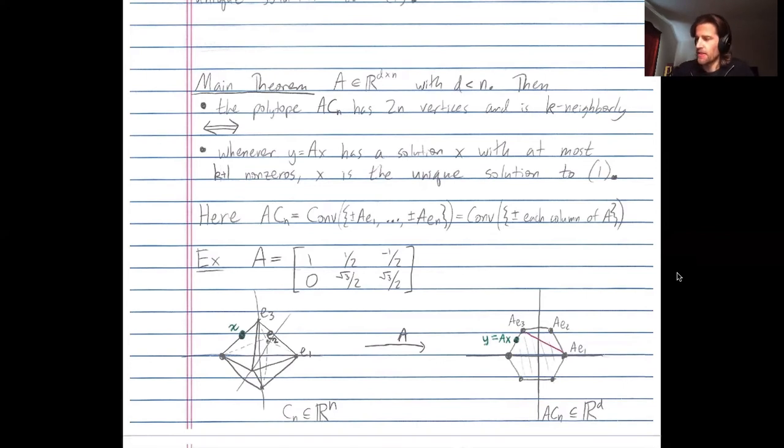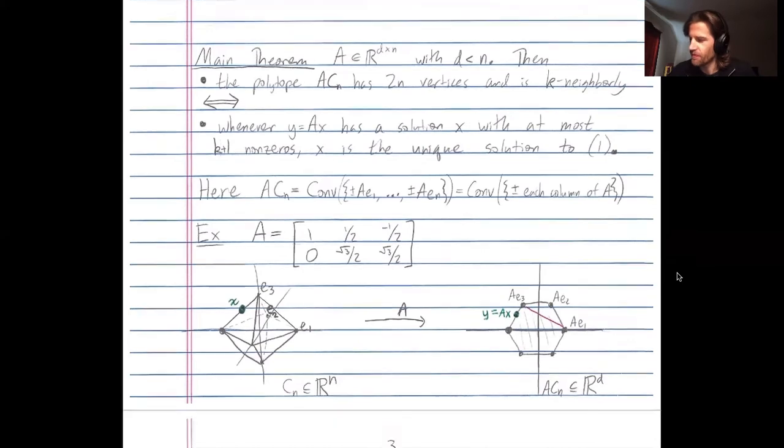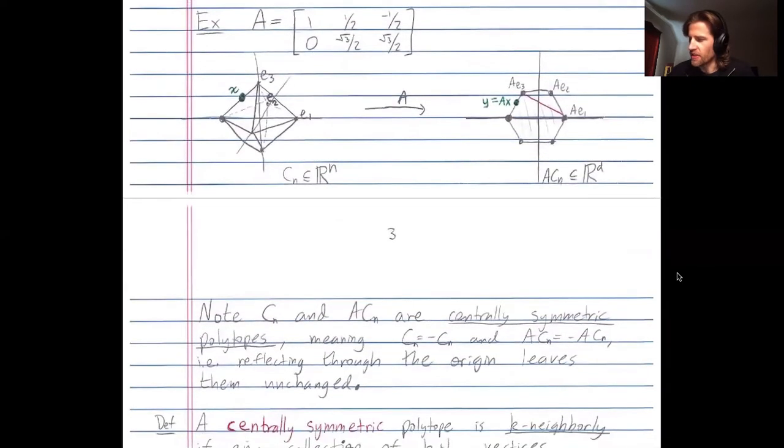So my next task is to define K neighborly for you so that I can precisely describe this theorem. To do that, I first need to talk about centrally symmetric polytopes. A centrally symmetric polytope is just one that's equal to its reflection through the origin. So it's symmetric about the origin. So cross polytopes are always centrally symmetric. If you reflect them through the origin, you get the same thing back. And for any matrix A, if you multiply your cross polytope by matrix A, the result is also centrally symmetric.